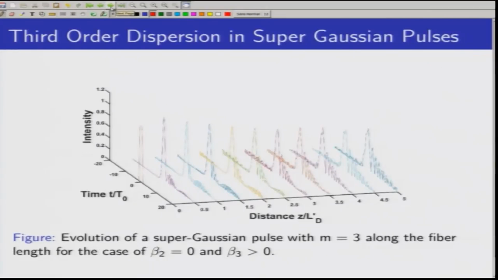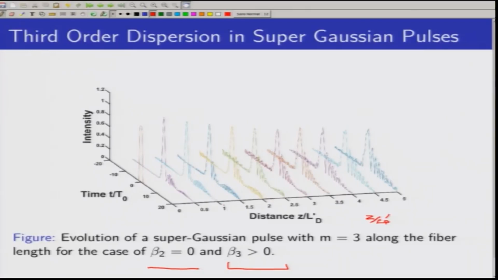The other case is the third order dispersion in super Gaussian pulses. We will keep the super Gaussian pulses unchirped, with m equal to 3, and beta 2 is again kept to be 0 and beta 3 is greater than 0. So, as we move along the distance, where this is z by L D dash, this is 0.5 L D dash, then 1 L D dash, and 1.5 L D dash, and so on.